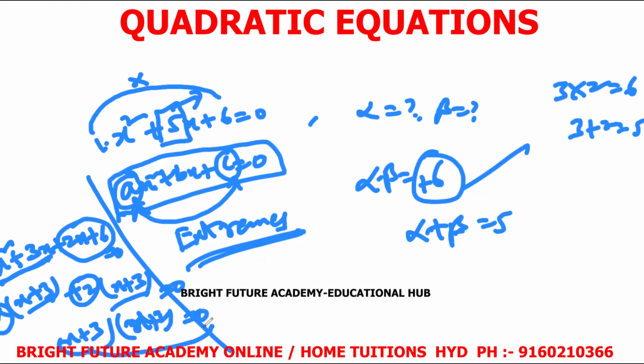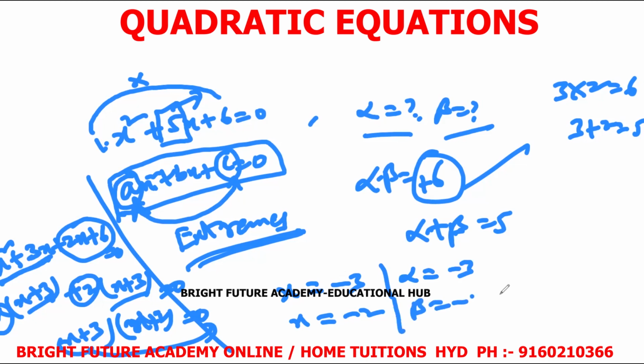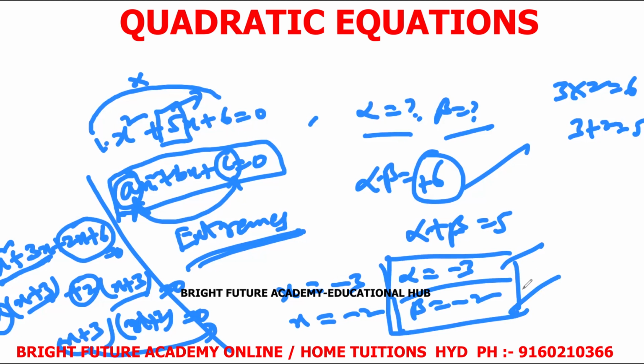So we should equate each factor to 0. Then x plus 3 equal to 0, x equals what? Minus 3. x plus 2 equal to 0, x is equal to minus 2. So they need the roots. The first root, consider as alpha, that is minus 3. The second root, consider as beta, that is minus 2. So minus 3 and minus 2 are the required two roots. This is called what kind of method? Factorization. Very good.